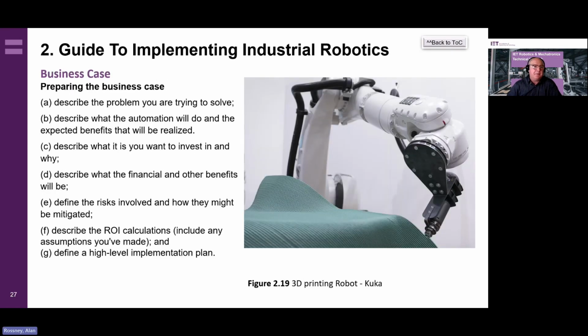So in terms of preparing the business case, really you need to describe the problem you're trying to solve, describe what the automation will do and the expected benefits, describe what it is you want to invest in and why, describe what the financial and other benefits will be, the risks involved, the ROI calculation that we mentioned, and then a high-level implementation plan.